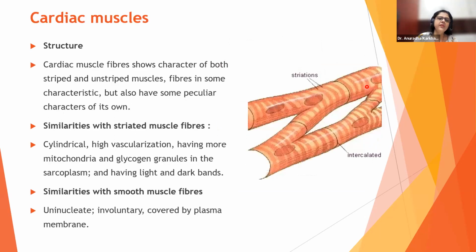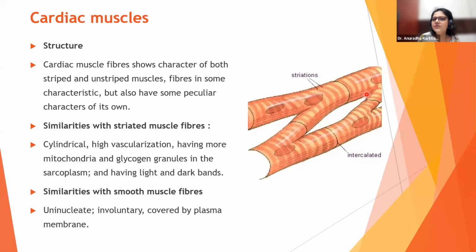Cardiac muscles look like this, see, it is branching and also striated. So, structure of cardiac muscles. Cardiac muscle fibers show characters of both the striped and the unstriped muscles. They share some characteristics, but also have some peculiar characteristics of their own.